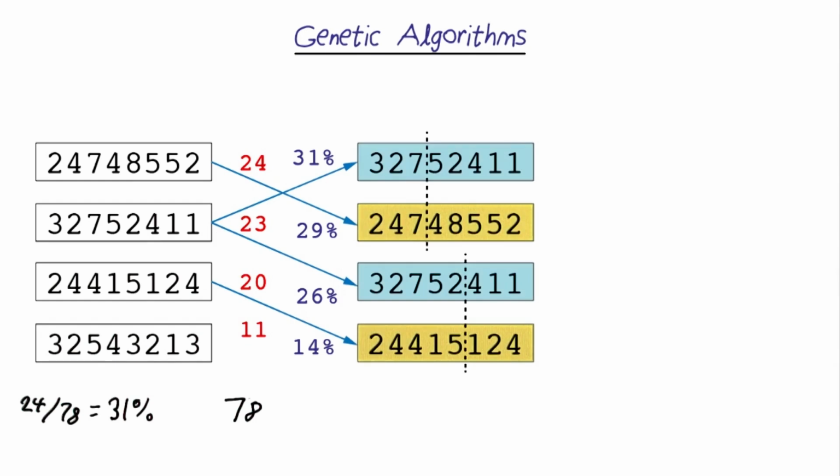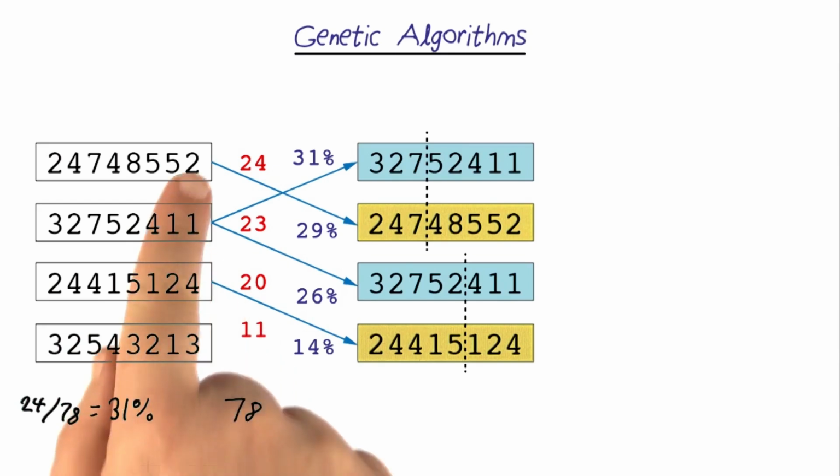Okay, now we're going to select 4 parents to create 4 new children. To do that, we basically roll a 100-sided die to select the first parent. If it is 1 to 31, we select the first board. If 32 to 60, the second, and so on. Say we roll a 55, so for the first parent, we get the second board. And we roll the 100-sided die again, and for the second parent, I get the first board.